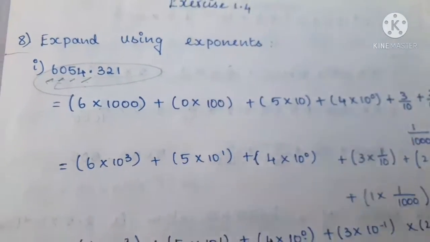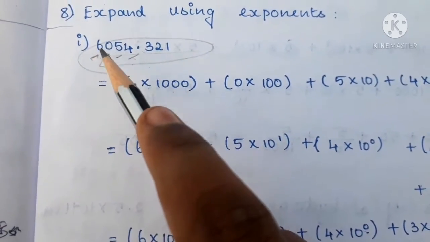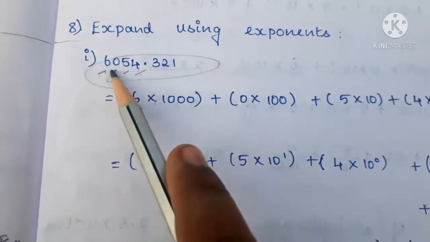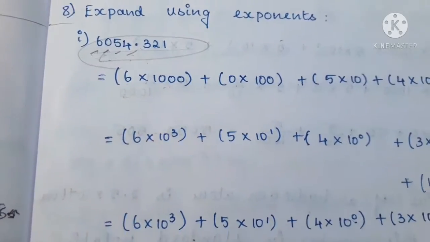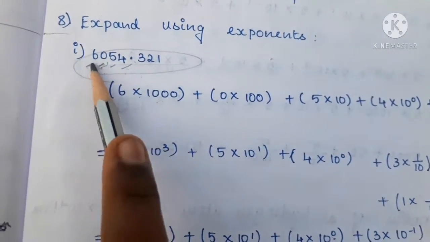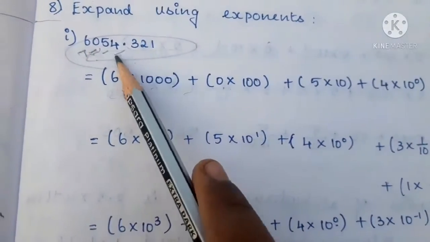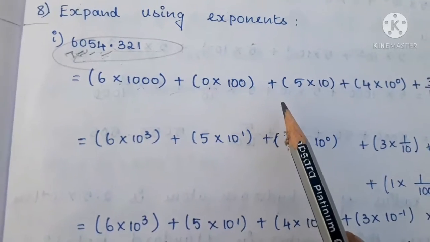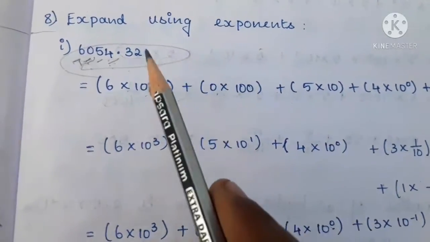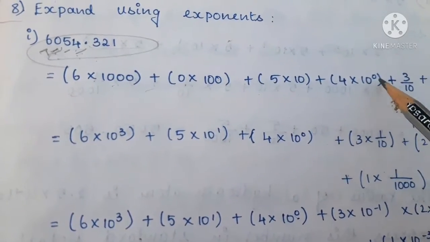How will you read this? 6054.321. So what does the place value of 6 say? It is there in the thousands place. So you should multiply 6 into 1000. Then 0 represents the hundreds place, so you should multiply 0 into 100. 5 represents the tens place, so you should multiply 5 into 10. Then 4 represents the ones place, so you should multiply it by 10 power 0.